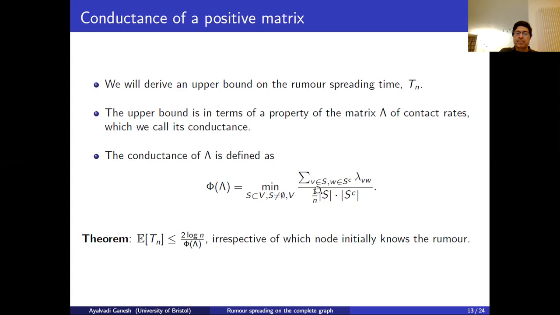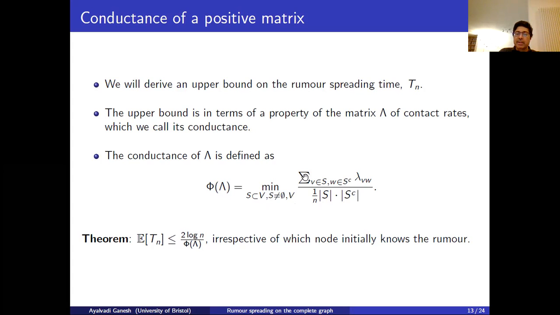The numerator sums up for every vertex V in S and W in S complement, the rate at which V communicates with W, lambda VW, and it adds them all up. So the numerator is the total rate at which vertices in S talk to vertices in S complement. It's the total communication rate from S to S complement. And the denominator is some measure of the sizes of these two sets.